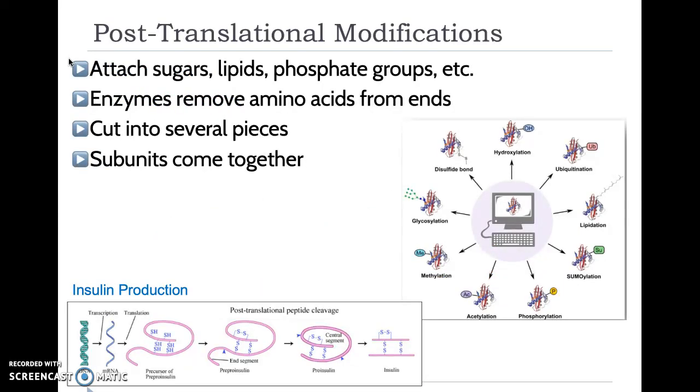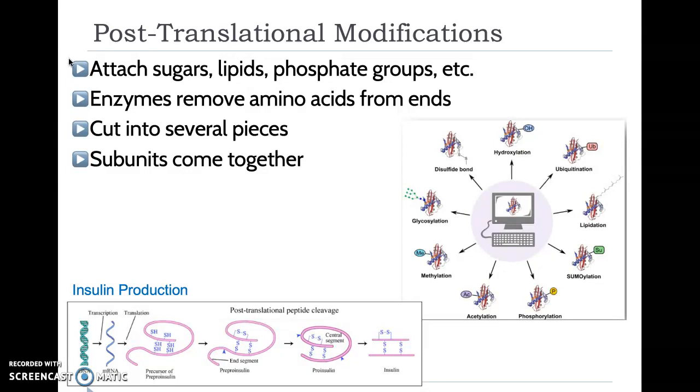There are many things that happen to these proteins or these polypeptides once they are assembled. Just mentioning a few, sugars, lipids, and phosphate groups can get attached to these polypeptide chains. Enzymes can remove amino acids from the ends. The polypeptide can get cut into several pieces. Sometimes a polypeptide in its long version isn't effective, but when it gets cut into several pieces and makes bonds with one another, then it's active in a sense.